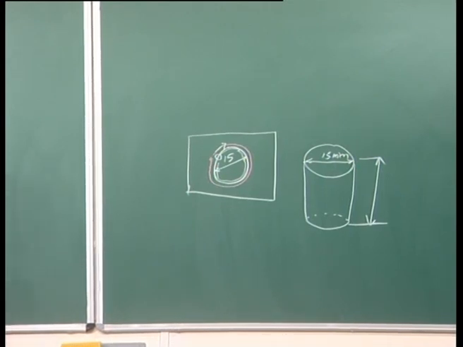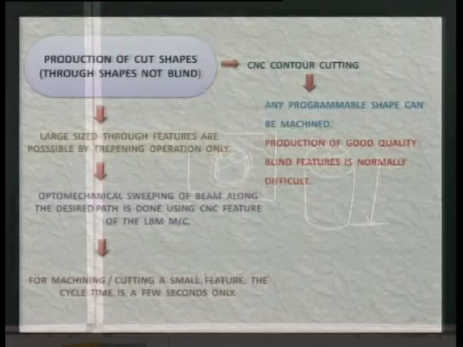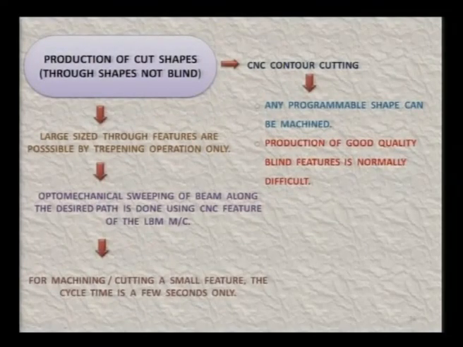It depends upon the thickness of the workpiece or the height of the solid material that you are taking out by the trepanning operation. For machining or cutting a small feature, the cycle time is a few seconds or even a fraction of a second, depending upon the thickness of the sheet and the size of the feature being machined with the help of the laser beam machining system.